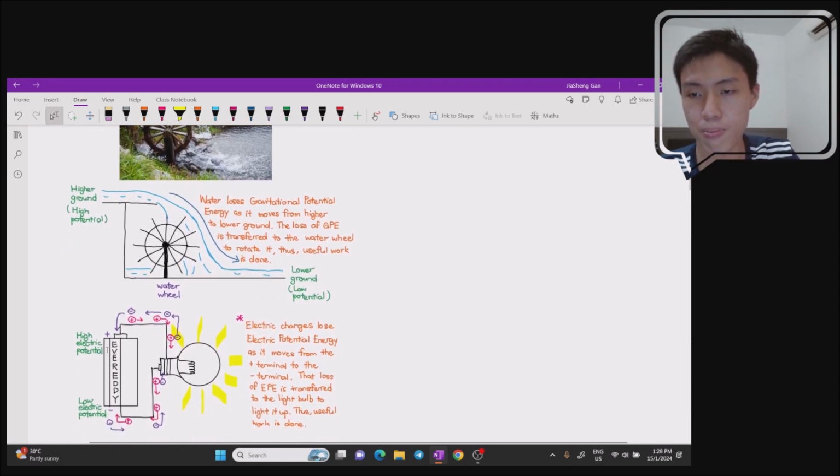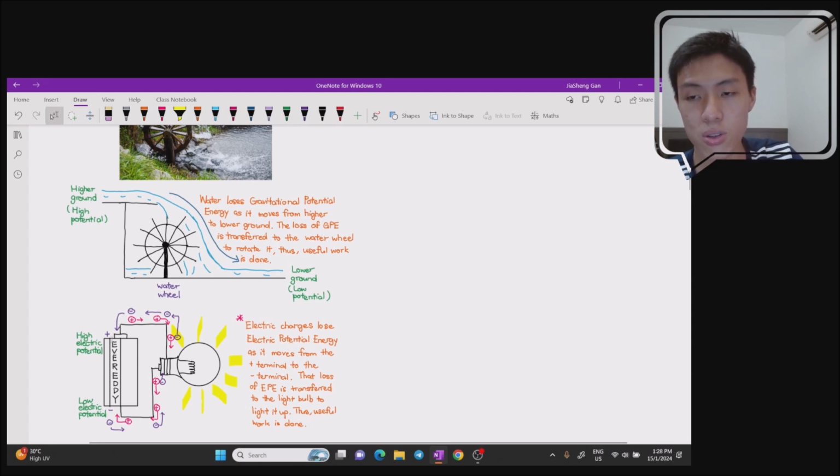Okay, so here I have a battery, Ever Ready, not the Ever Ready that you know of. You have a battery here with a positive terminal and a negative terminal, and you connect this battery to a light bulb. So what can we know about this simple situation? Electric charges lose electric potential energy as they move from the positive terminal to the negative terminal. Try to see that this sentence has the same structure as the first sentence, where it says water loses gravitational potential energy. Here it's charges losing electric potential energy as they move from a higher ground to a lower ground, but for charges it moves from the positive terminal to the negative terminal.